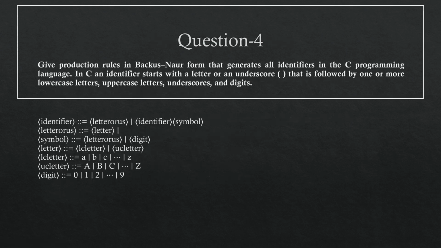Question number 4. Give production rules and Backus-Naur form that generates all identifiers in the C programming language. In C, an identifier starts with a letter or an underscore that is followed by one or more lowercase letters, uppercase letters, underscores, and digits. So this is the required Backus-Naur form for all the identifiers in C programming language.